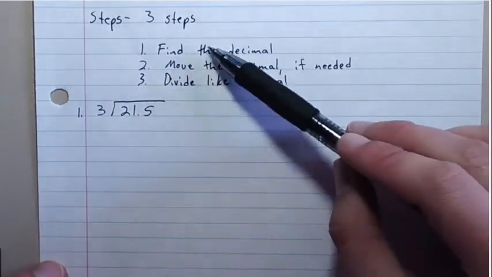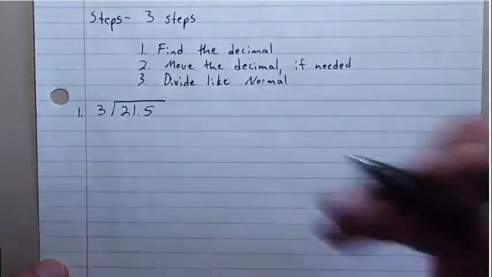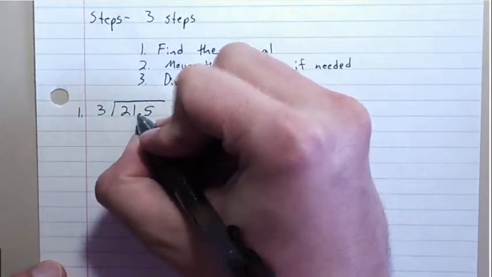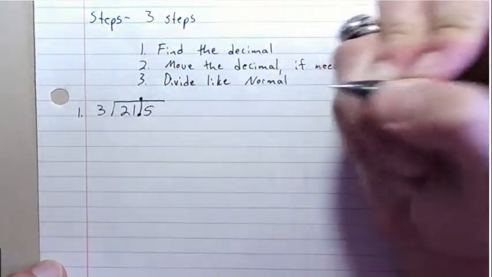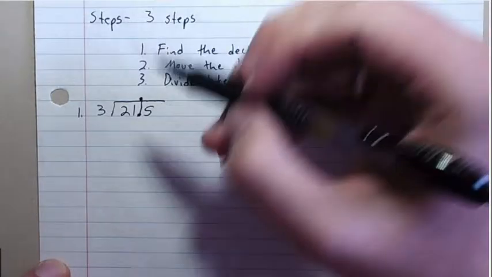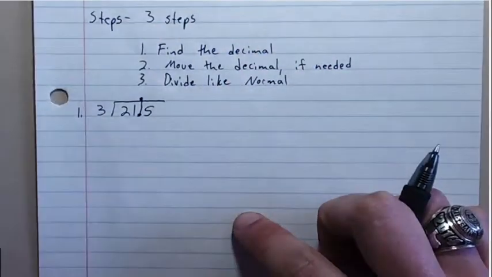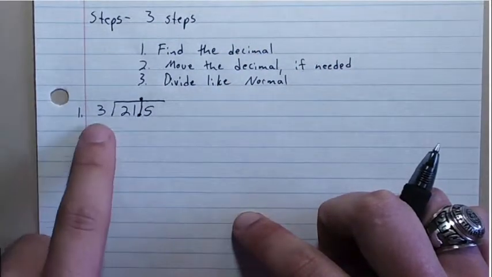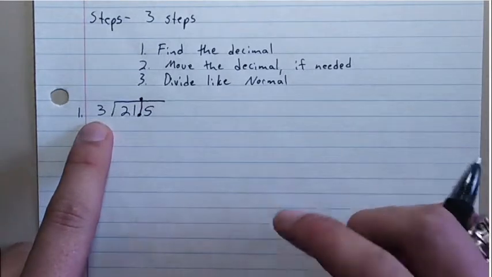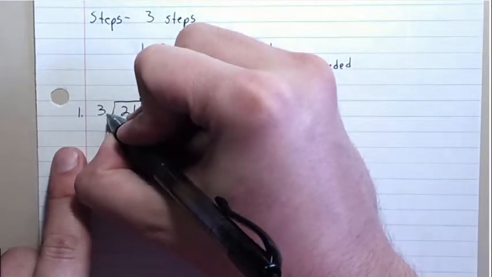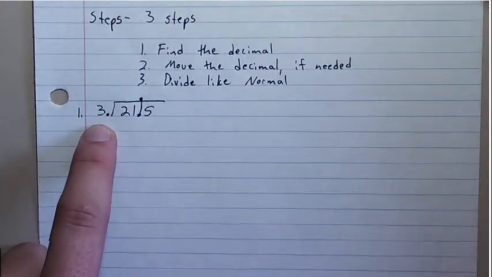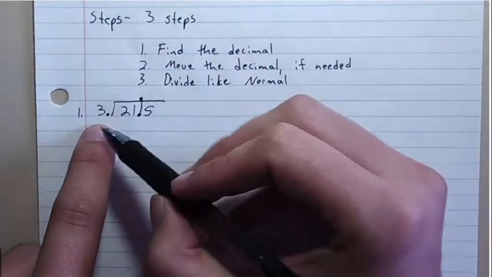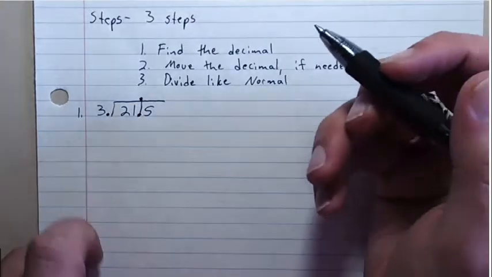Alright, if we look at our steps, the very first step says to find the decimal. Well, I've got it right here. I've just bolded it a little bit, and I'm going to take it straight up. It's not quite straight, but it's supposed to be. And put it up where our answer will be, or our quotient. I want you guys to notice that on our divisor, if there is not a decimal, it's assumed that it is at the end because it's saying that this 3 is a whole number. So you don't always have to put the decimal, but I'm going to do it just so that we know exactly where it is. Okay?